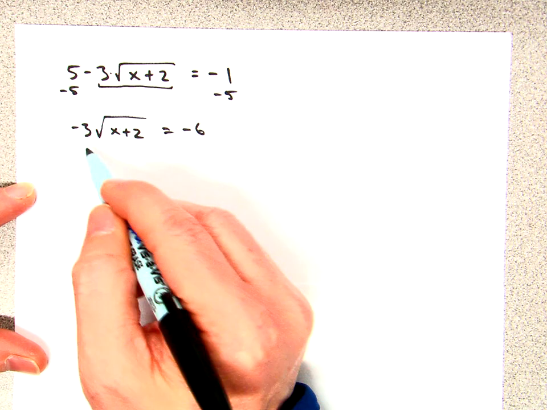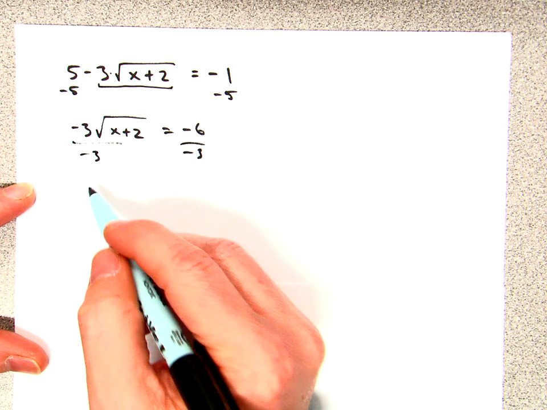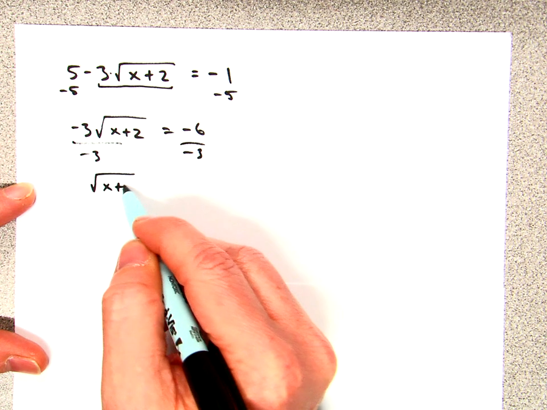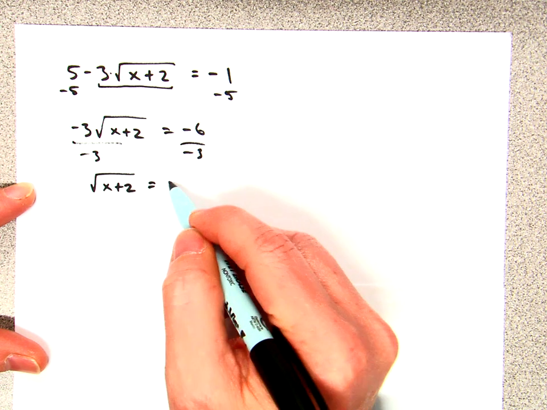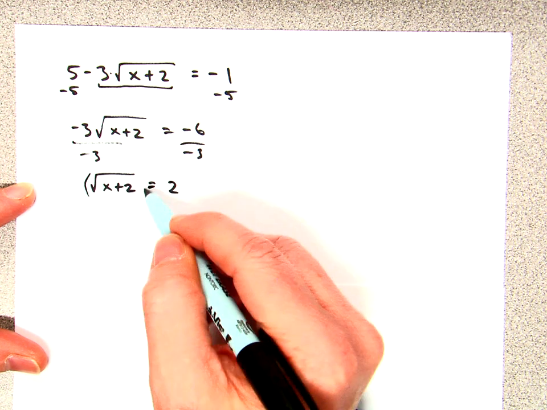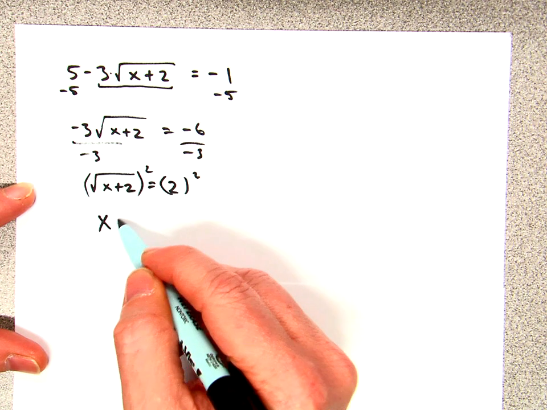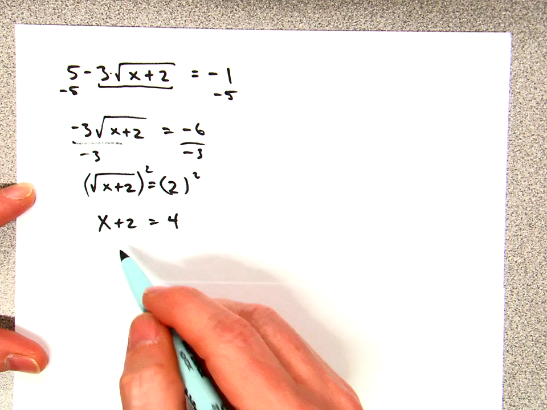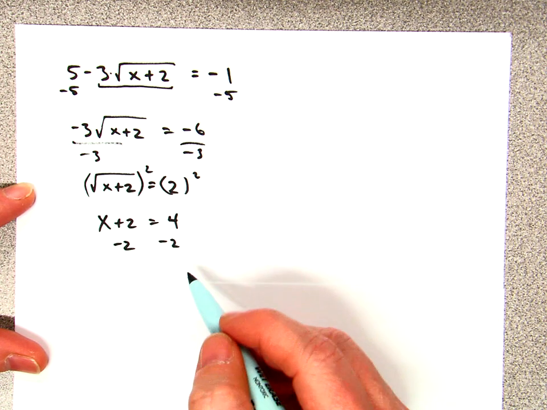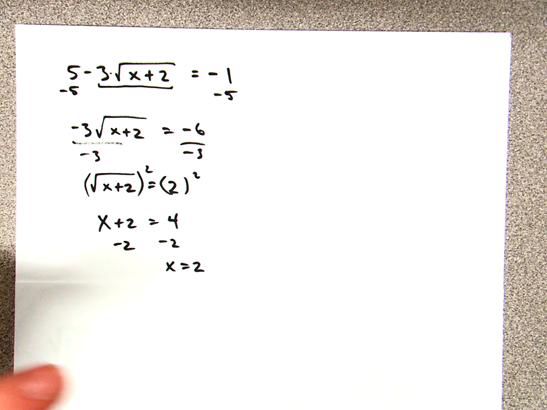So we can undo this multiplication again with division. That's going to leave me with the root. Negative divided by negative is positive 2. Now that the root is alone, if I square both sides, the root will go away. So we just have x plus 2. 2 squared is 4, and then we can just subtract the 2. So x has got to be equal to 2. That's the only feasible solution.